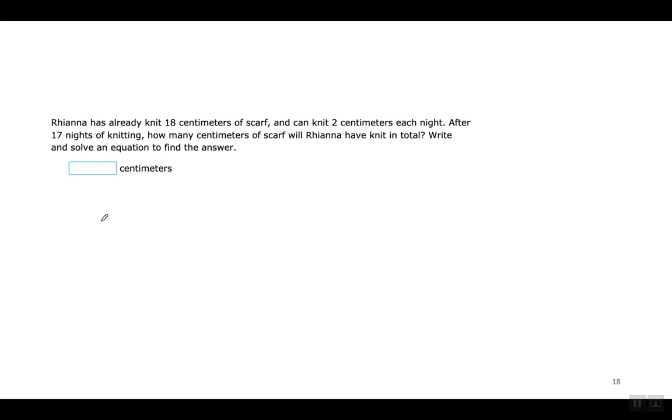Okay, Rihanna has already knit 18 centimeters of scarf. Rihanna ya tiene 18 centímetros de un scarf. And she could knit 2 centimeters each night. Y ella puede hacer 2 centímetros cada noche. After 17 nights of knitting, how many centimeters of scarf will Rihanna have knit in total? ¿Cuántos centímetros va a tener Rihanna en total?